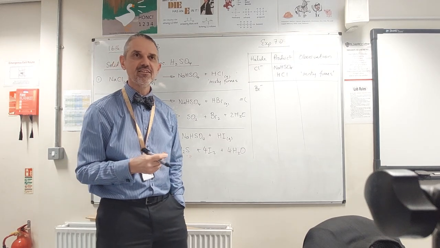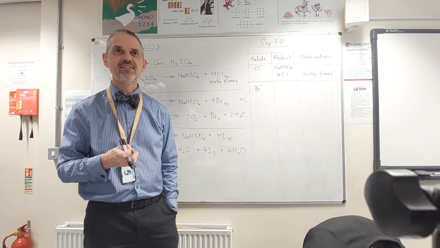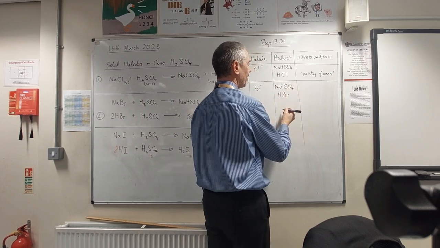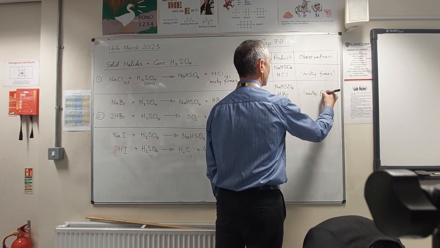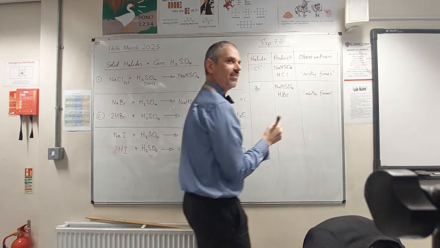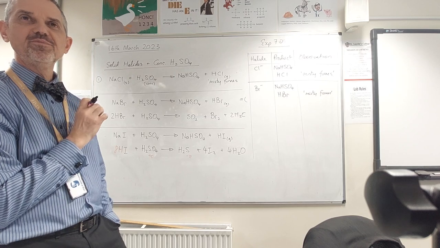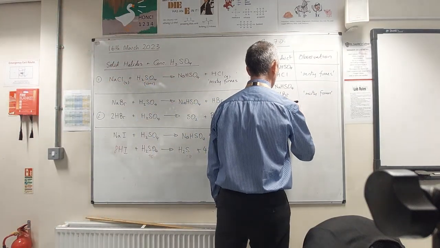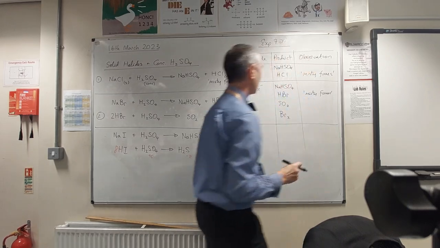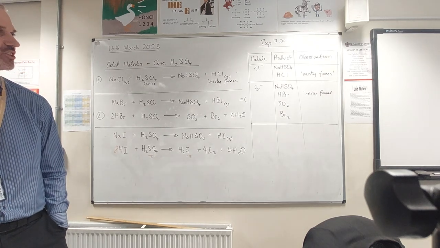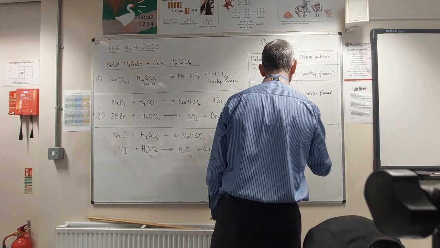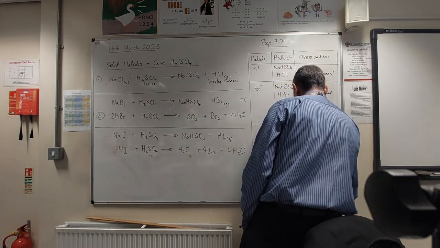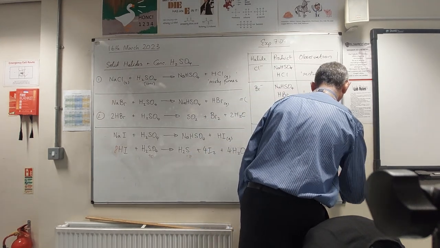Bromide produces HBr. Okay, first of all, NaHSO4, not forgetting it, and HBr, and then misty fumes. And then reaction two, SO2, and okay, well, the water is not an interesting product. Okay, iodide produces so many things. Then we've got SO2, I2, then we've got sulfur and H2S. All of that stuff.